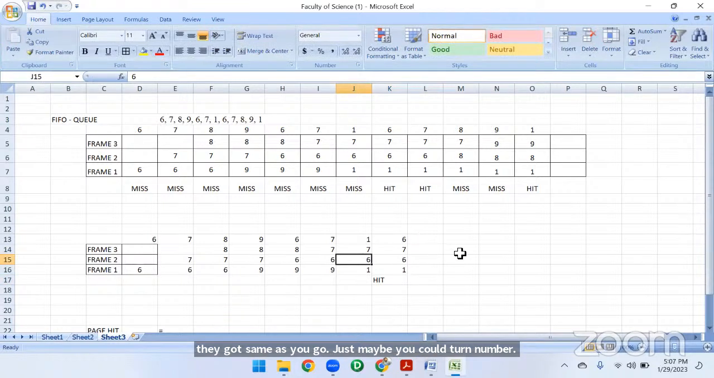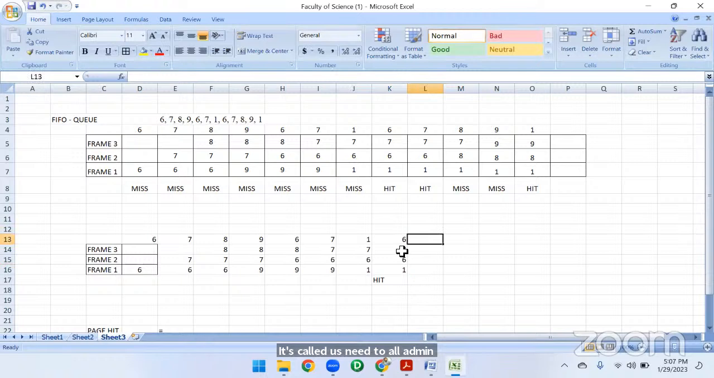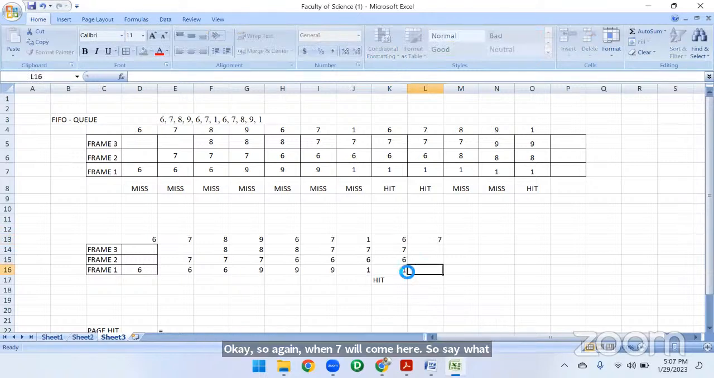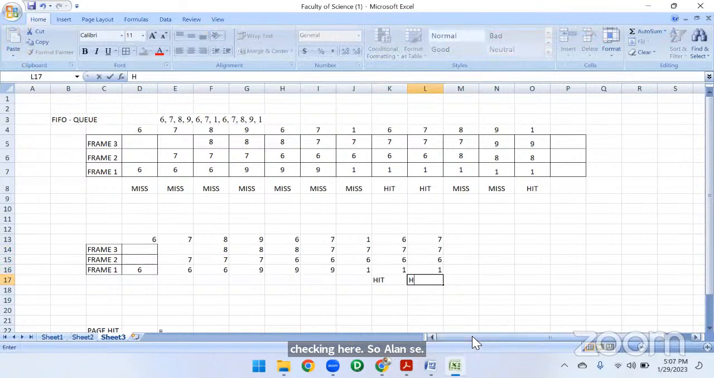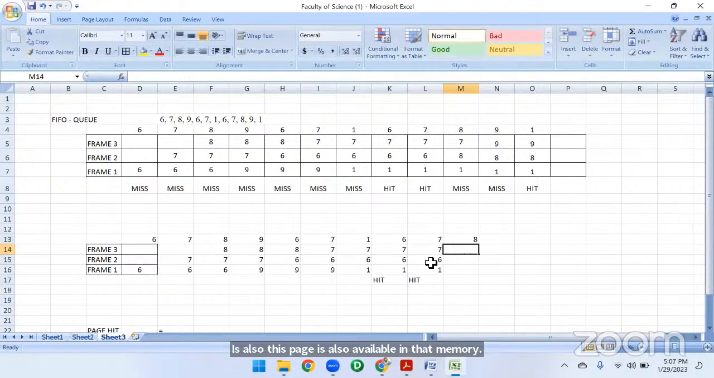Okay, so again when 7 will come here, 7 also checks here. So already 7 is available here. So again no need to change anything. So it is also a hit, this page is also available in the memory. So again when 8 will come here, 8 will check with the memory.